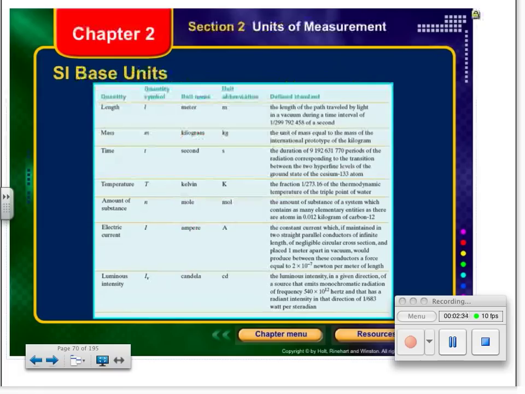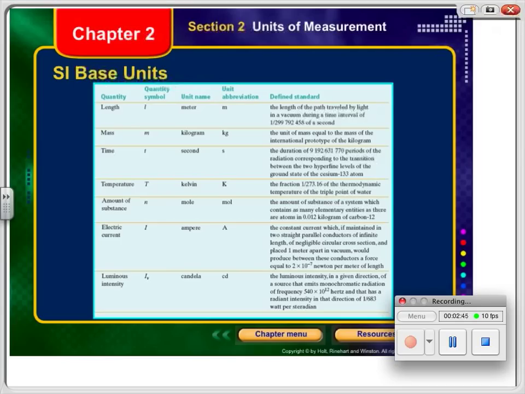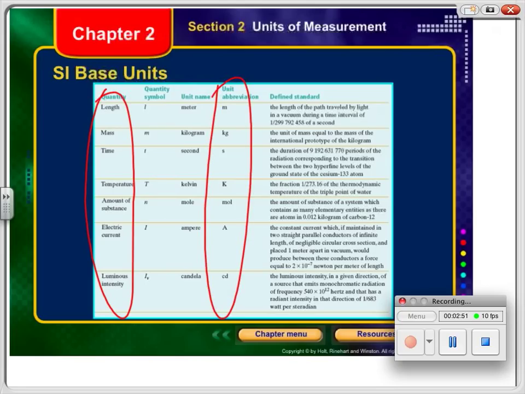Okay. All right. This is something from your book. These are the base units: length, mass, time, temperature, amount of substance, electric current, and luminosity. Remember, I want you to know these and the symbol. All right, don't worry about that. Not important. Very interesting, but not important.